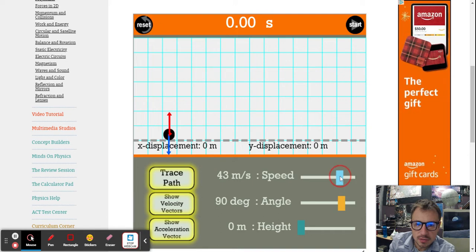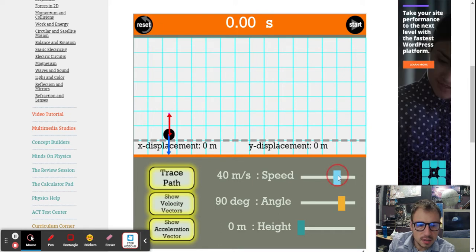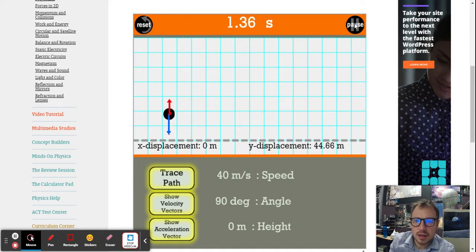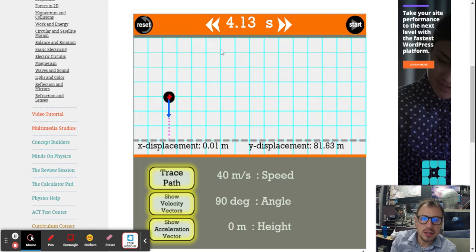Notice what's happening to the velocity vector. There we go, 40 meters per second. I'm going to start, and just when it gets about to the peak, there we go, I'm going to pause it. Okay. So on that side, it's going back down if I go that way. 5, 4, 6, 3, 6, 2. Okay, so there it is, right? 81.63 meters. That is at 4.13 seconds.